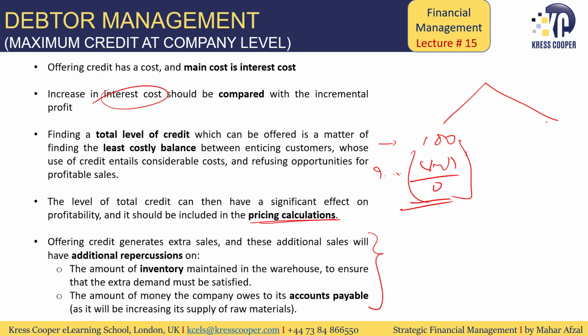On the other hand, if my incremental profit is 100 and my interest cost is 50, the net profit is 50 by giving the credit. Then definitely the company will move ahead and take the decision to grant the credit to the customer. So the core idea is that whenever the company is setting the maximum credit policy, or thinking to give credit, the company will do a cost-benefit analysis. The major cost is the interest cost.